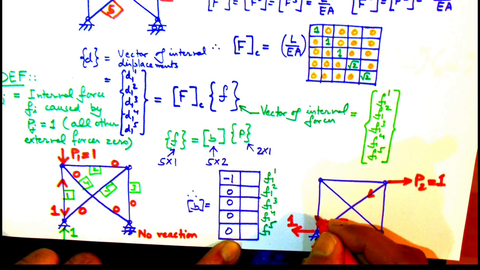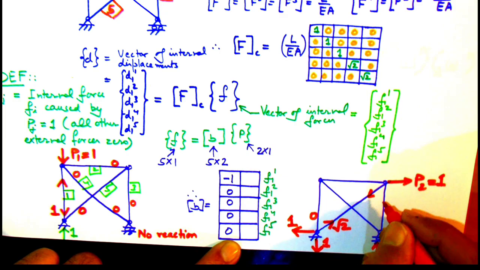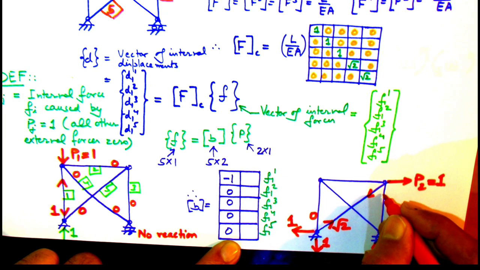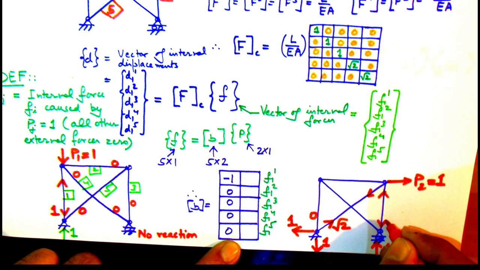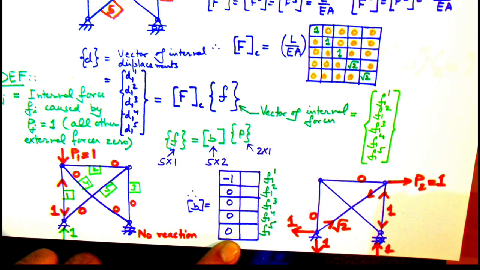For example, we start with the left bottom joint and we find that the diagonal element has a tensile force equal to √2, and by the equilibrium of the bottom joint we find that the force in the vertical left member is 0. Similarly we can find the forces in all other members simply by equilibrium, and once we have this data we can arrange all these forces in the vertical column, and that will be the second column of the B matrix.